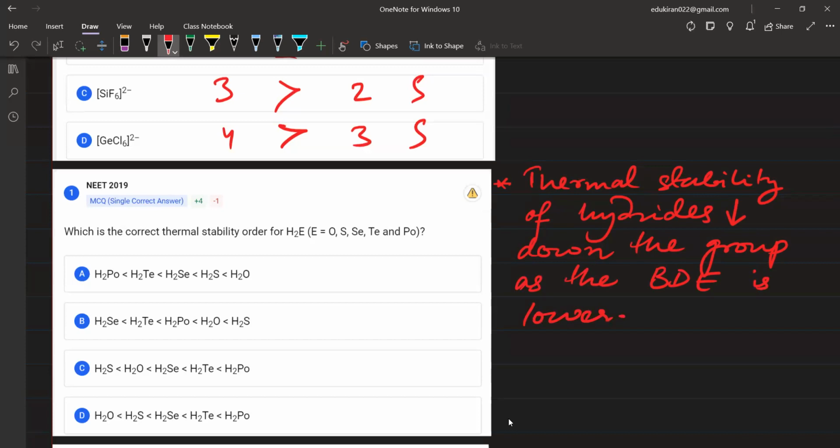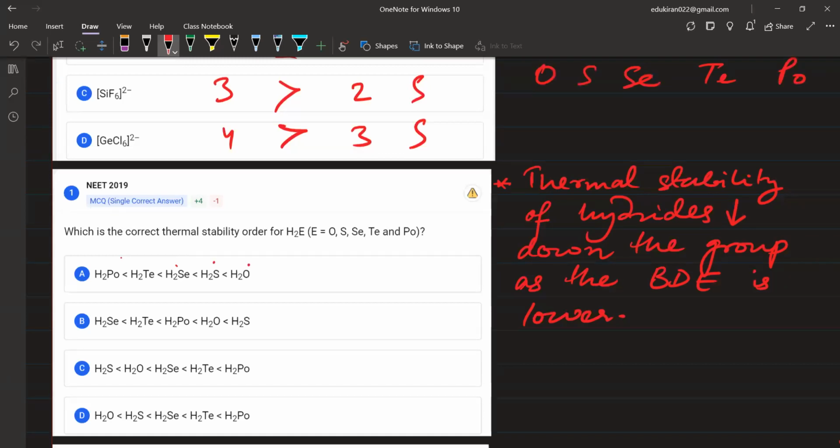What is bond dissociation energy? It gets low as we go down the group because we have a large difference in the sizes of the atomic orbitals taking part in bond formation, and there is bad overlapping. We don't have good overlapping, so that is why it is low. I hope all of you remember these things, right?